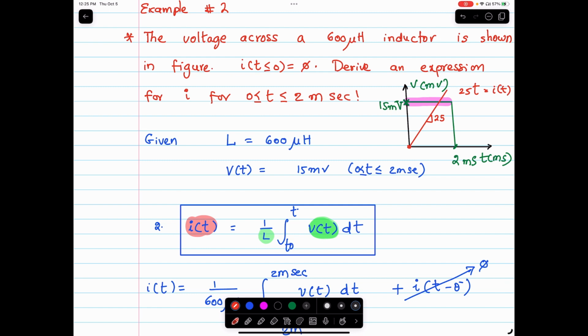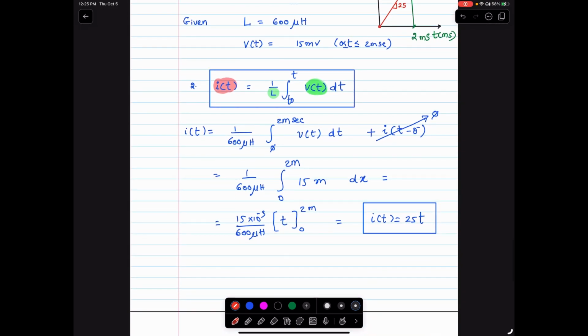Now, what you will notice pretty intuitively is that when the voltage across an inductor is constant, the current is a straight line. Think about it: the integral of a constant is a straight line, and that's what it means. So the answer here is i of t is 25t.